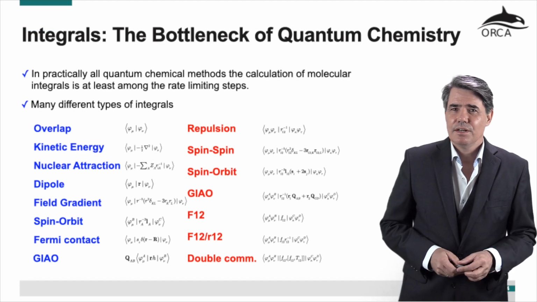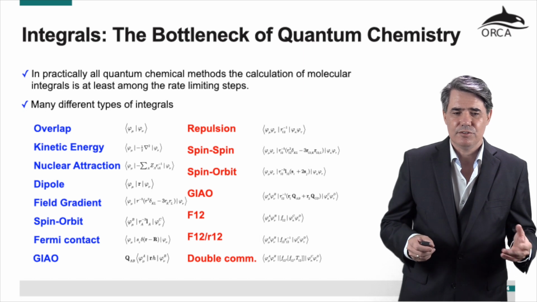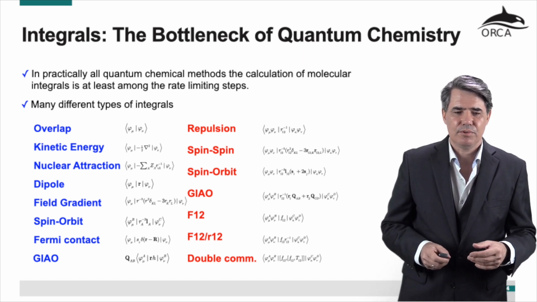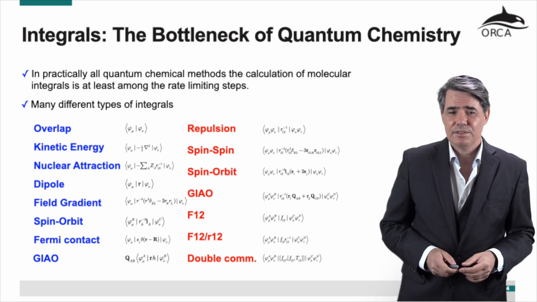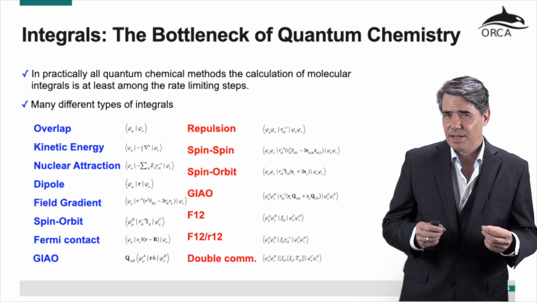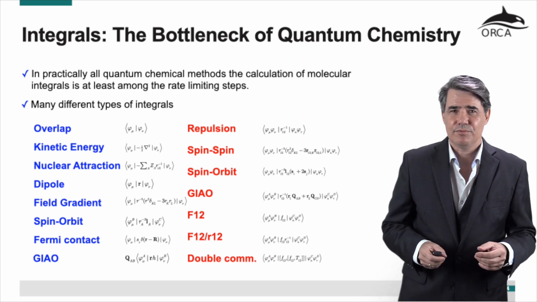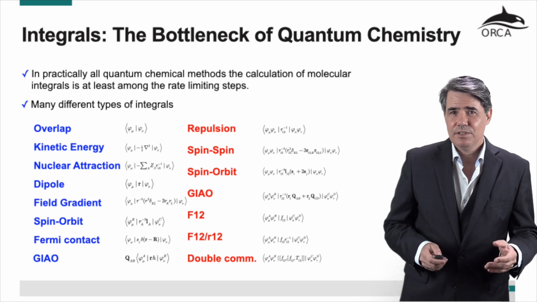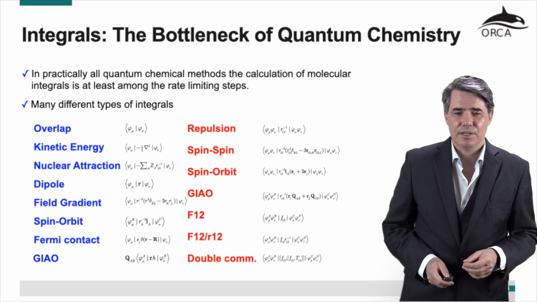Quantum chemistry centers around the calculation of integrals over basis functions, and there are 1 electron integrals of various kinds. The 1 electron integrals like overlap, kinetic energy, nuclear attraction, but then property integrals like dipole, field gradient, spin orbit, and so on and so forth. And there also is, and that is really where the bottleneck is, a large number of 2 electron integrals that one needs to calculate, foremost the electron-electron repulsion integrals, but then also finer, more complicated integrals like the spin-spin integrals, the spin-orbit integrals, GIAO integrals, F12 integrals, and so on and so forth. And now we need efficient algorithms to compute these, and this is the bottleneck of all modern quantum chemistry.